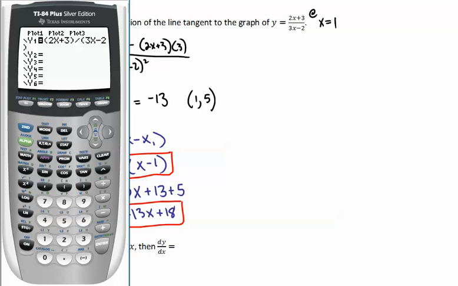Just remember that when you put in that function, you need to wrap the numerator in parentheses and wrap the denominator in parentheses. So we get 2x plus 3 over quantity 3x minus 2, and we're going to zoom standard and take a look at that graph. At the point where x is equal to 1, we could simply do draw tangent 1, and there we go, negative 13x plus 18, and you can see that clearly there. All those extra little decimals in there are just rounding error. So we'll go on to the next problem now.